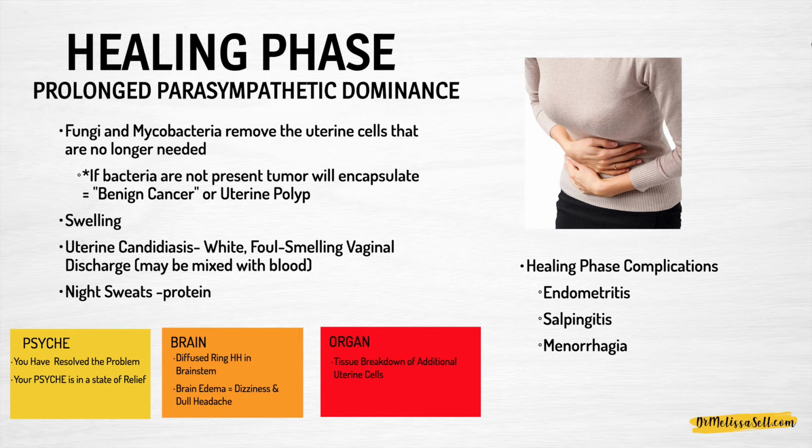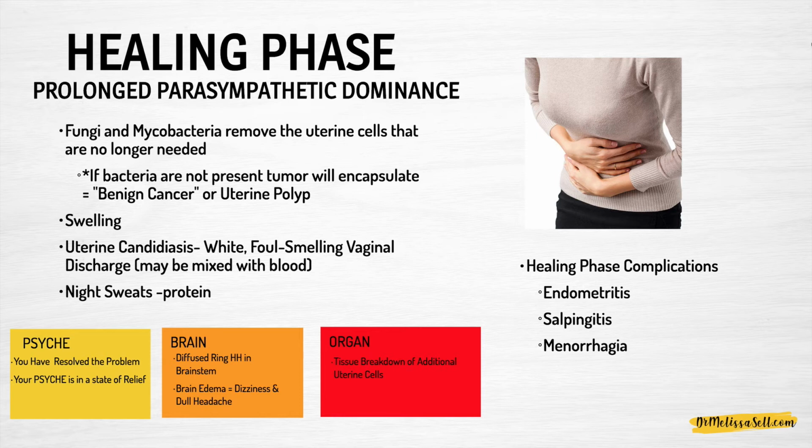Now, there are some complications that can occur during this phase. Endometritis, which is different from endometriosis, by the way, which will be covered in a different presentation, is when there is swelling and inflammation in the uterus. You may also have a water retention conflict that is adding to the swelling and the pressure, so that's something to keep in mind. Inflammation in the fallopian tubes, menorrhagia, and extreme bleeding during this time are also possible.